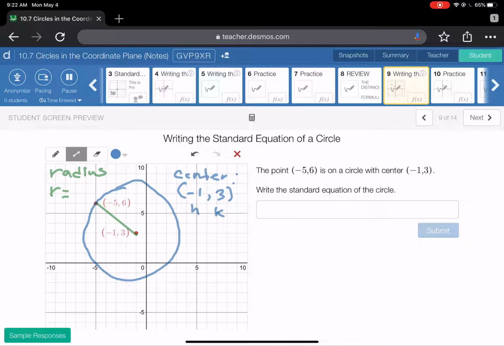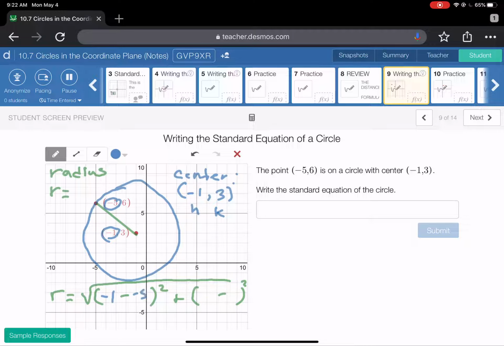Okay, so to find the radius, let's write in green. To find the radius, I'm going to use the distance formula. So I'm going to do x1 minus x2 in that parentheses and y2 minus y1 in that parentheses. Okay, so I'm going to do -1 minus -5, and 3 minus 6. Okay, so that's what I want to do.